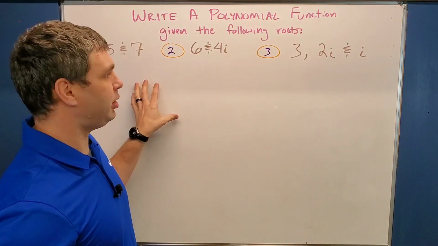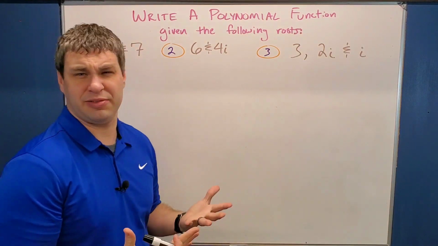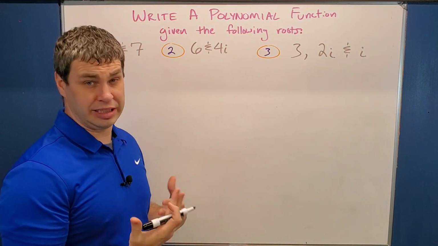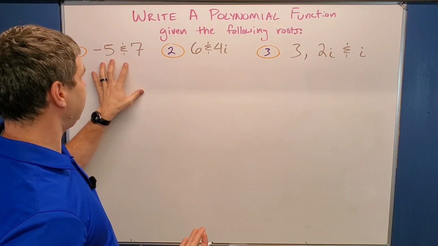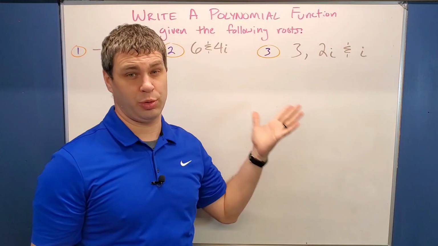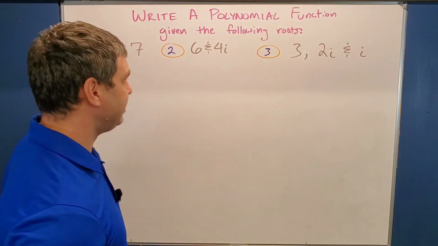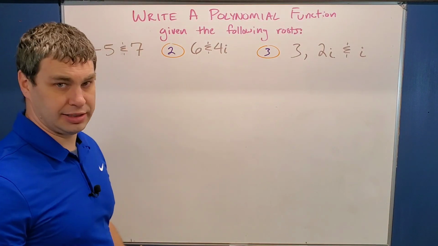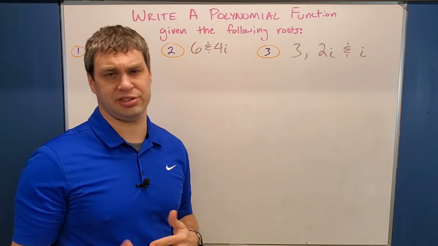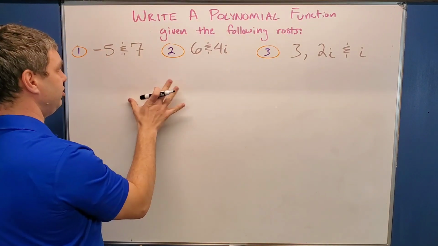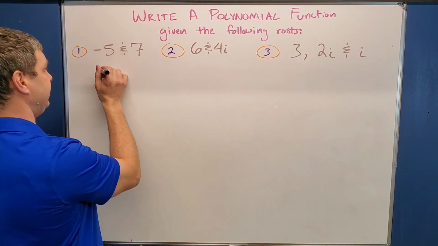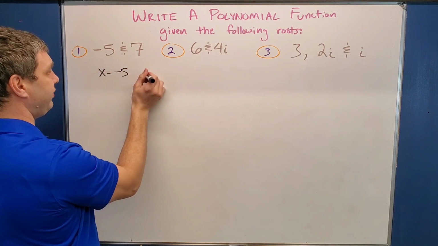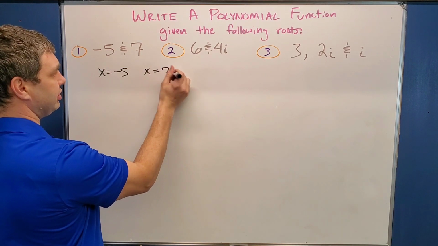This problem is asking us to write a polynomial function, probably of least degree with a leading coefficient of 1. We're going to be given these three problems, and we're going to do them one at a time. Start with the easiest one, which is when we have the roots of -5 and 7. If those are the roots, or sometimes they're called the solutions, to start we think of this as x equals -5 and x equals 7.